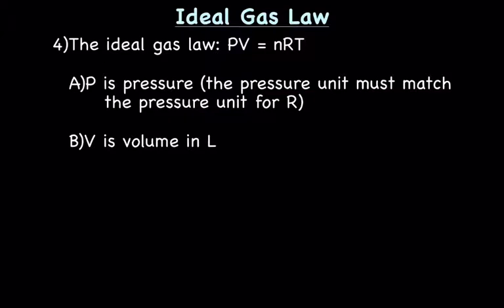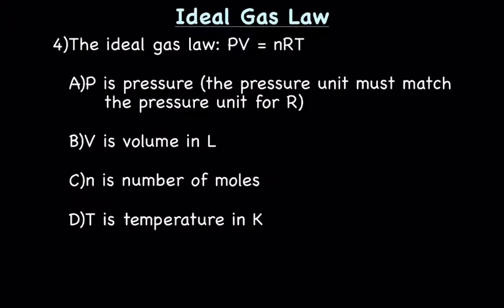V is volume, and for the ideal gas law, the volume has to be in liters, not milliliters, not centimeters cubed. It has to be in liters. And again, that has to do with the R. There's a liter unit in R, so we have to make the volume in liters. Okay. n is the number of moles, and T is the temperature in Kelvin.